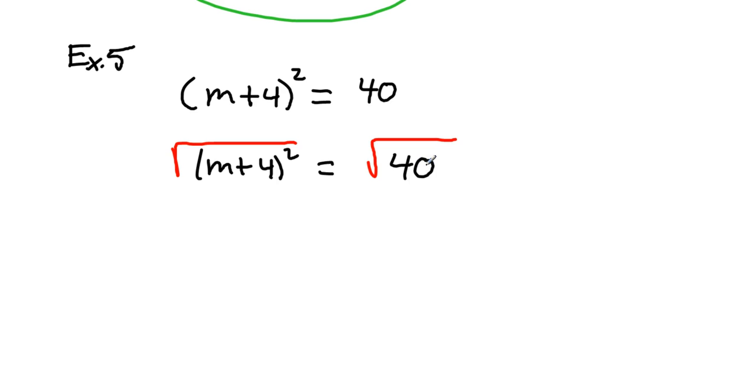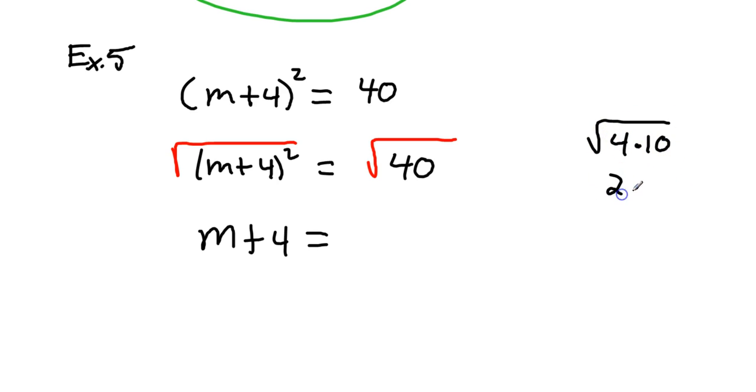All right, on the left-hand side, square and square root cancel each other out, so you get just the m plus 4. On the right-hand side, I think we did 40 earlier. If you took 40 and broke it down, it'd be 4 times 10. Square root of 4, you can make it 2. And now 10, you can break it, make it 2 times 5, but you don't have any pairs of anything. So square root of 40 would just be 2 square root of 10. Again, still a plus or minus.